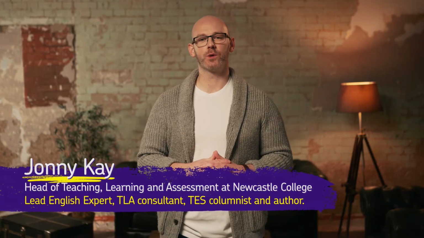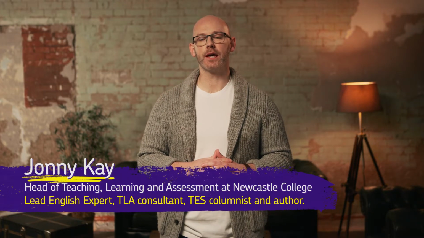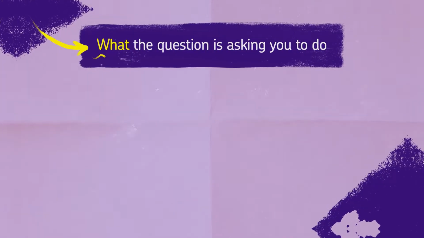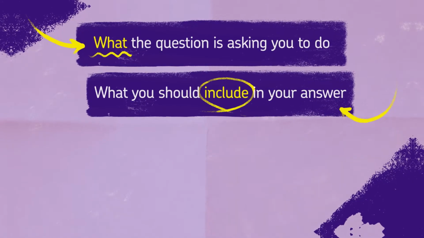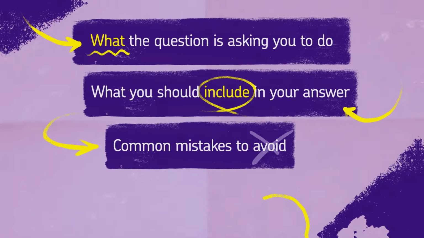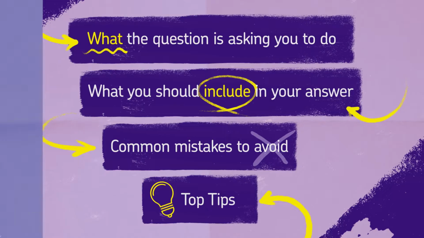This series of videos will help you to develop your understanding of the key questions in both GCSE English Language exam papers by looking at what the question is asking you to do, what you should include in your answer, common mistakes to avoid, and top tips. In this episode, we'll be covering Paper 1, Question 4.